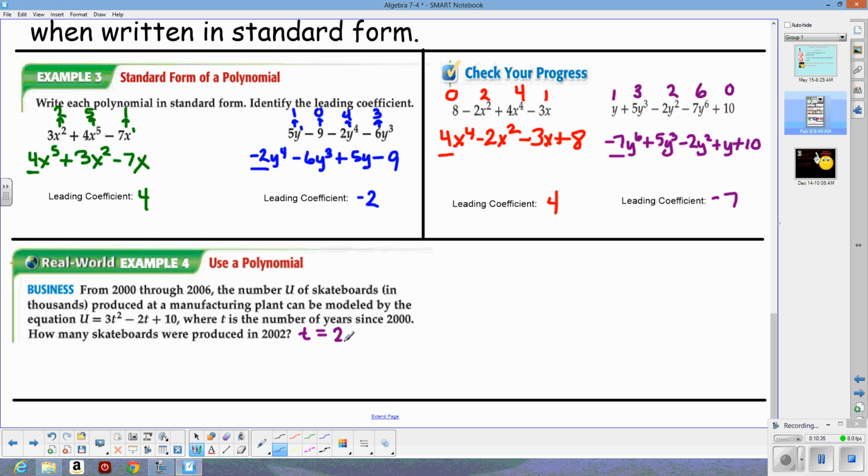And we're going to go ahead and plug in 2 for t. So u is going to equal 3 times 2 squared minus 2 times 2 plus 10.